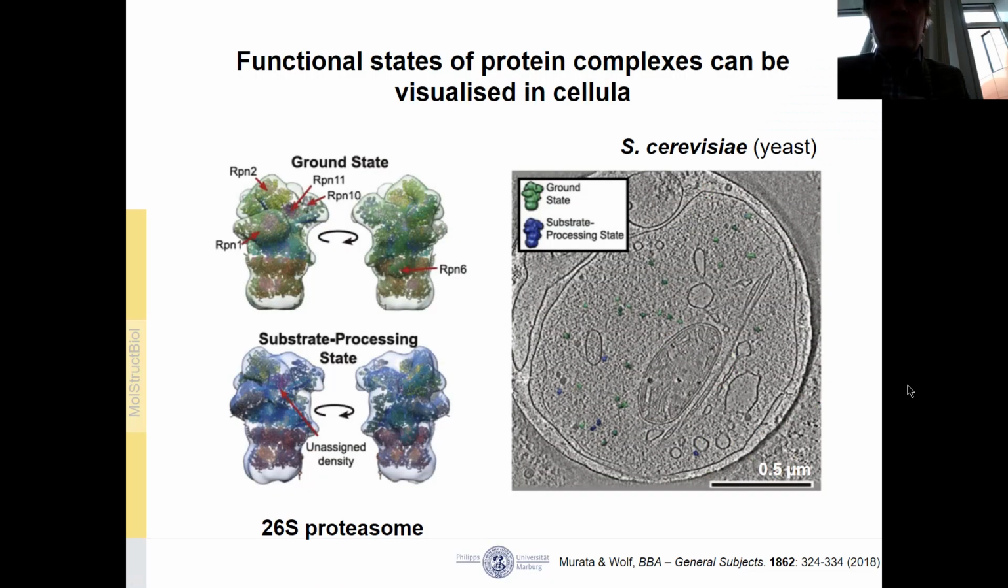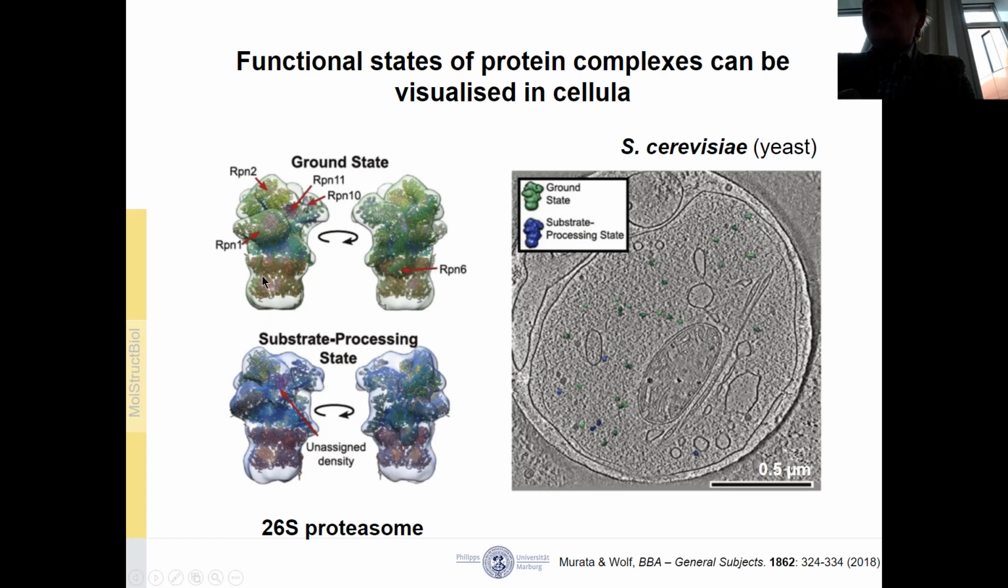So what can be done nowadays in 2018? That's an interesting example. I mentioned the proteasome. The proteasome is actually the trash bin of eukaryotic cells. It's degrading proteins. The 26S proteasome large complex exists in 2 different states. One is the ground state, where it's mostly resting, and one is the active state, where it's highly active and actually processing ubiquitin-related proteins that go for degradation.